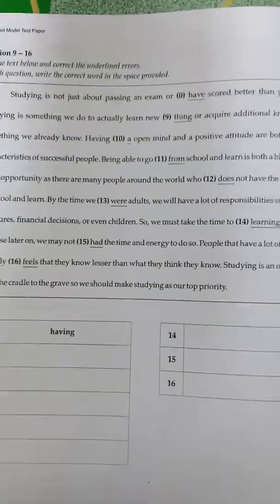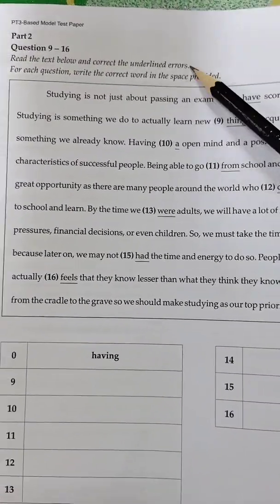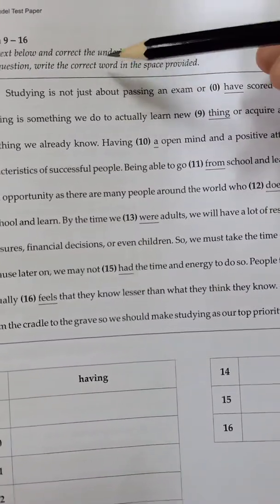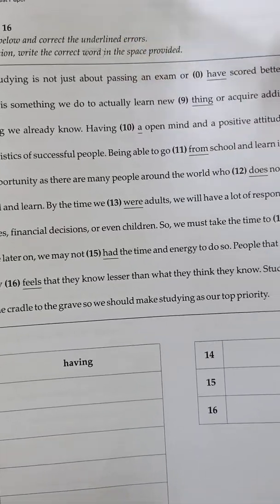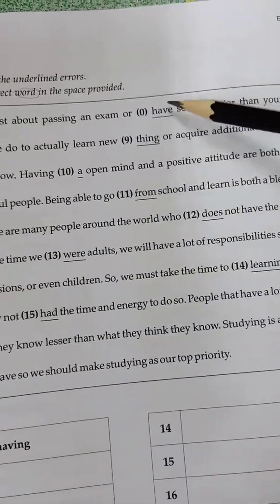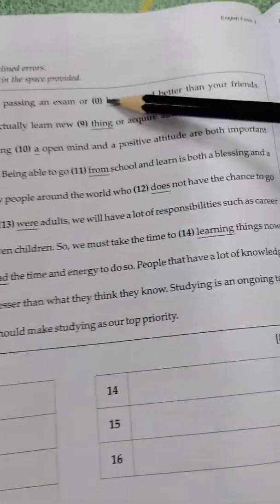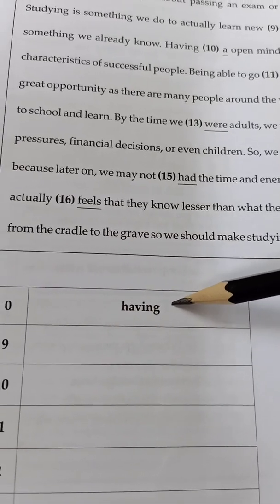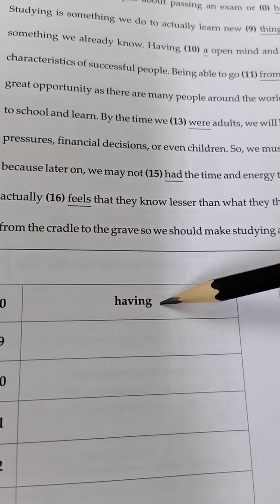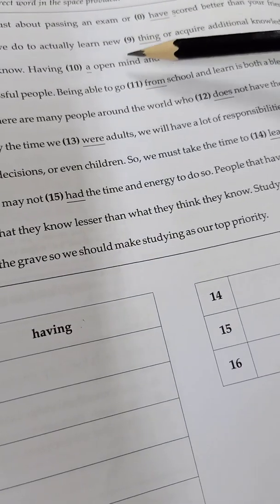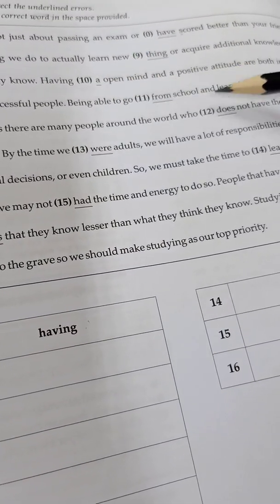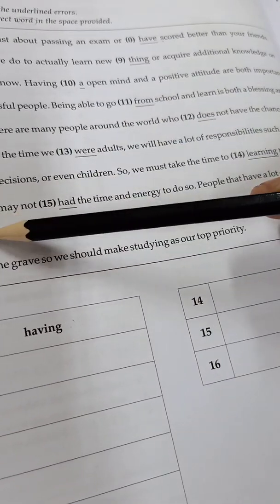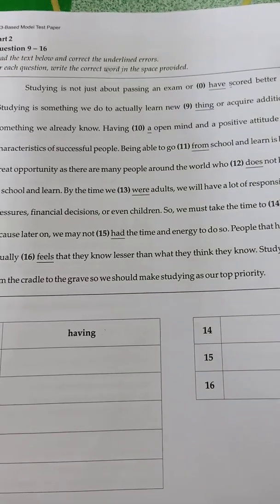For part 2, please read the instruction. You need to write the correct word. Bear in mind, only one word. Like the first one, it's been done. For example, 0: this one is "have". It's supposed to be "having". This is the answer, having. For numbers 9, 10, 11, 12, 13, 14, 15, and 16, you will need to answer accordingly.